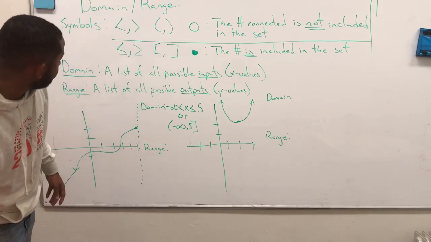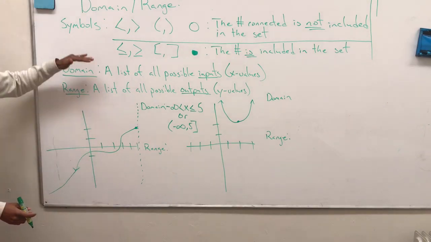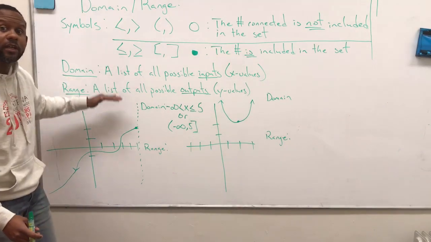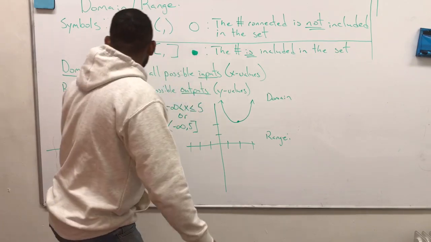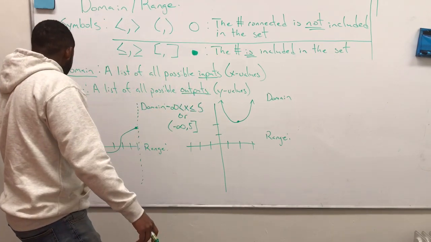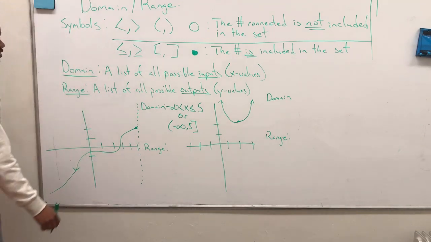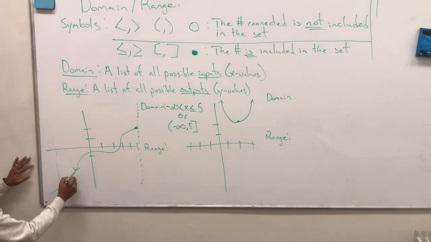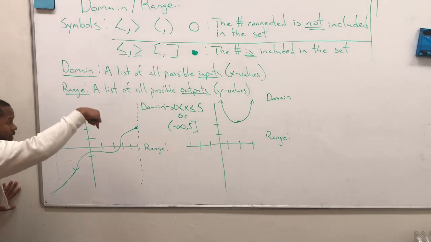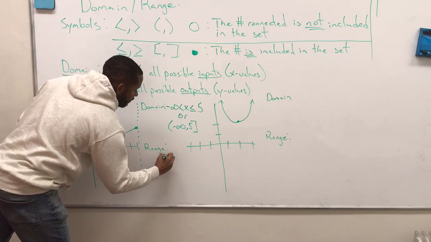Now I'm going to do the same thing in the range. I'm looking at this graph and I'm looking at how high and how low this graph can possibly go. I like to move from the minimum to the maximum. So I'm seeing here this thing is pointing down and out, so it's going to keep going farther and farther down, right? So again, it's a negative infinity.